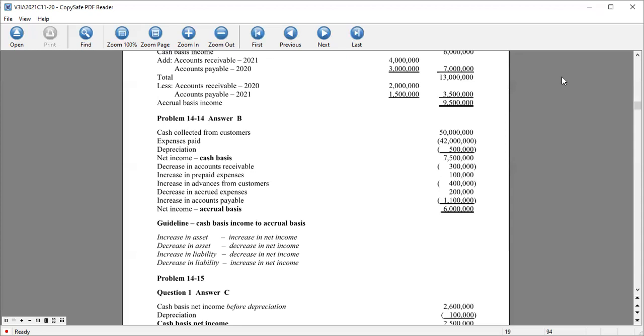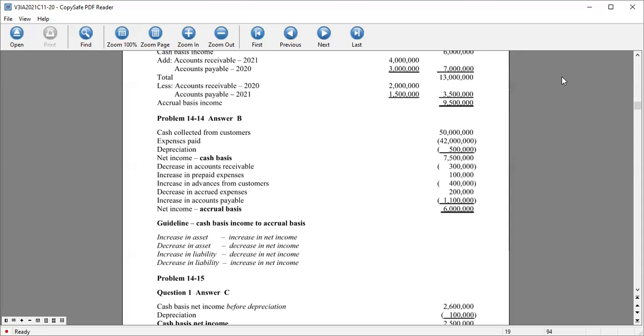An increase in advances. Decrease in accrued expenses to be added. Increase in accounts payable is to be deducted. Now take note, your accounts payable increase is deducted. The same with increase in advances from customers, the fact that both of these are liabilities. So we have now to deduct, and we have the net income under the accrual basis. The answer is 6 million. It's letter B. Here we have the guideline, cash basis income to accrual basis.